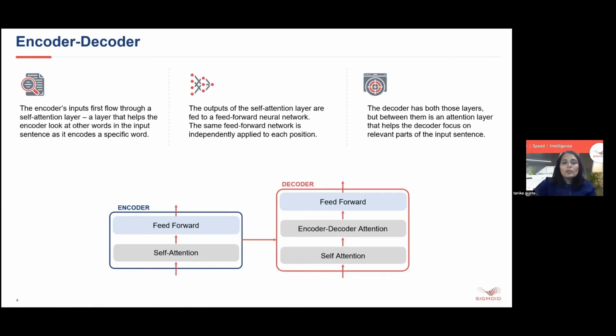Your feed forward is a simple neural network. Feed forward is your simple ANN, which takes the output of the self-attention and converts it into a context vector. Now, looking at the architecture of the decoder, the decoder has both self-attention and feed forward, and also the encoder-decoder attention layer. We will understand this in detail in the next session.